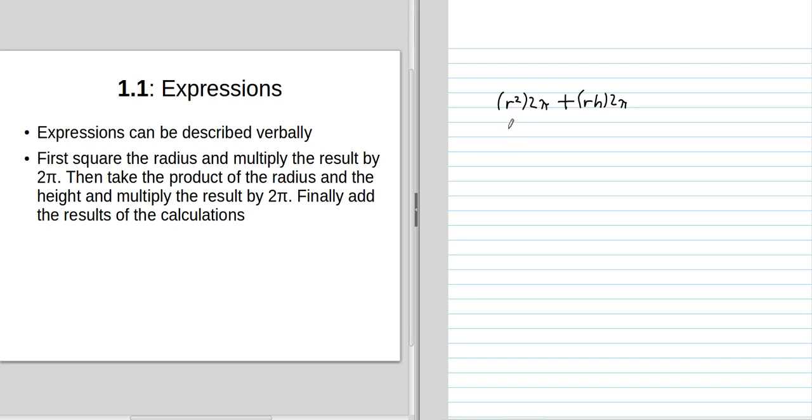Now we can do some reordering. We can multiply in either order and get an expression like this. 2 pi r squared plus 2 pi rh. This is example 4 in the book.